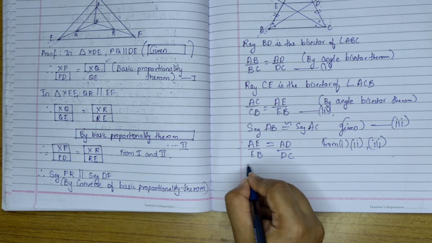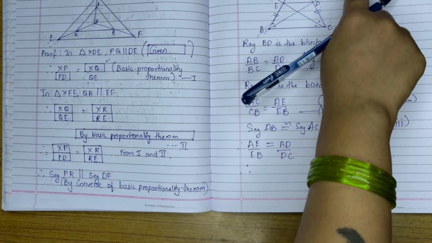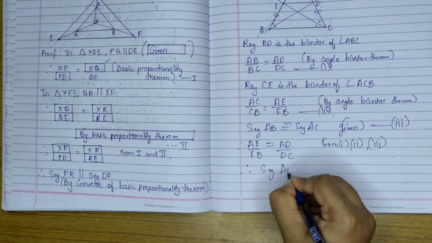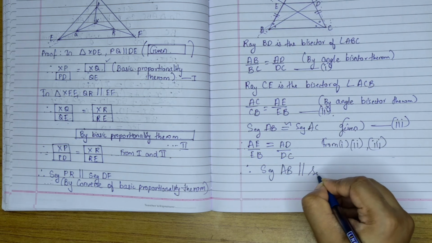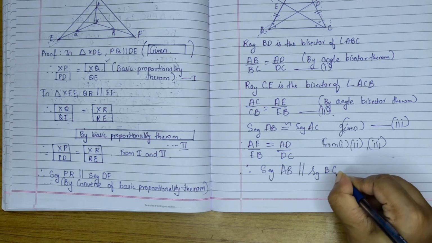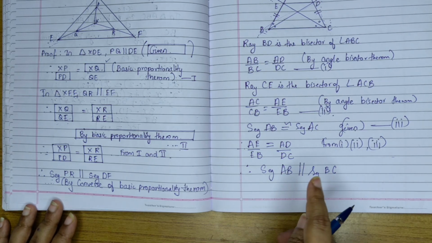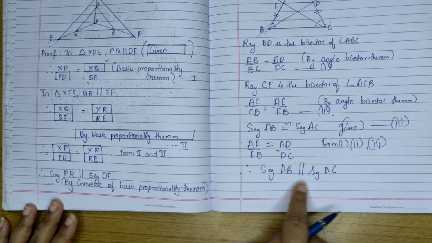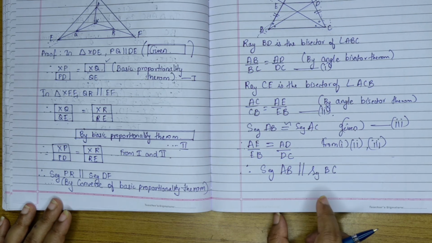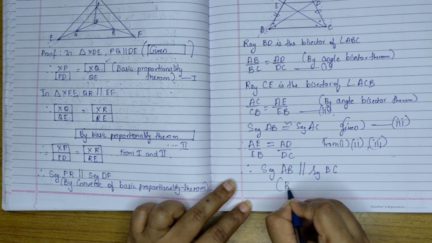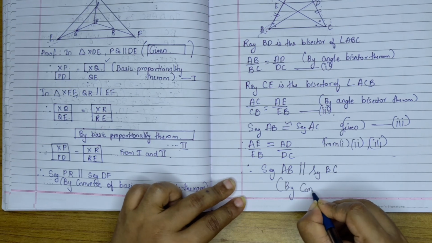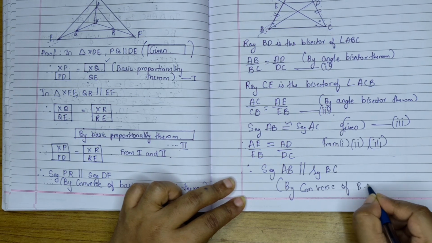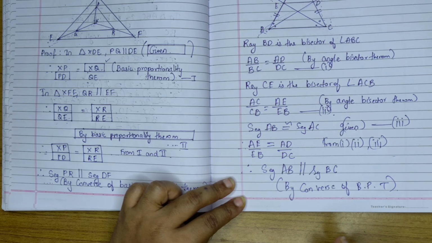So therefore, what we had to prove? Therefore segment ED is parallel to segment BC. How do we get this? By the converse of the basic proportionality theorem. When we reverse it, this we get by the converse of the basic proportionality theorem.